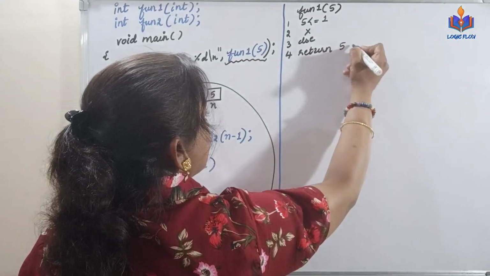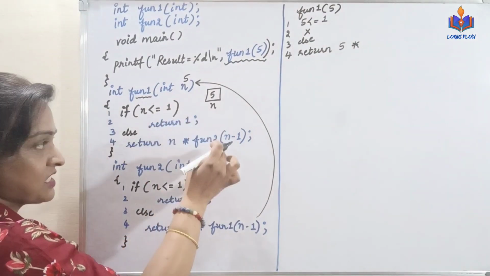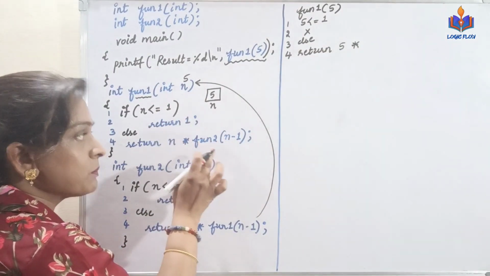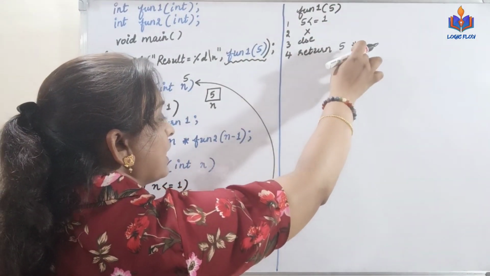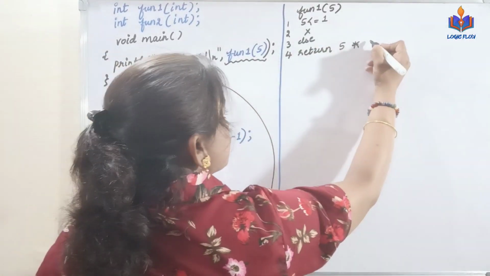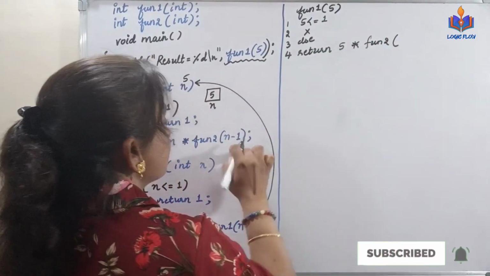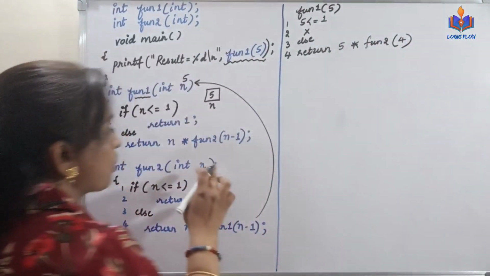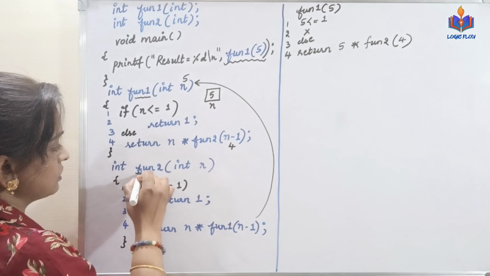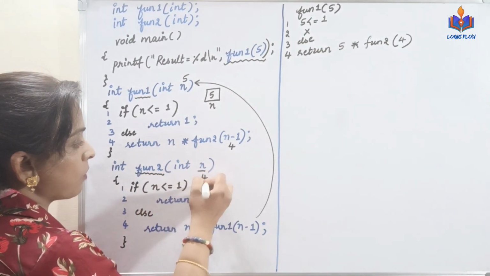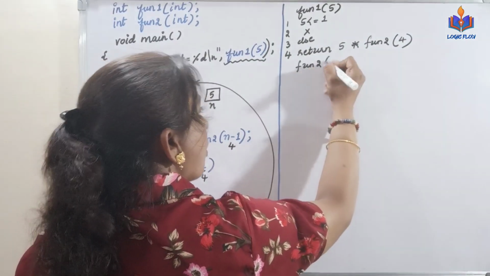Statement 4 says return n into, what is n? It is 5. 5 into, see recursion, this is the base case and this is the recursive case. The recursive case will always be the simplest form of the function. So here, when I get inside function 1, I am calling function 2 in this recursive case. So I say 5 into function 2 of n minus 1. So it is 4. So I am calling function 2 of 4, the control will go to function 2. N is receiving how much? 4.